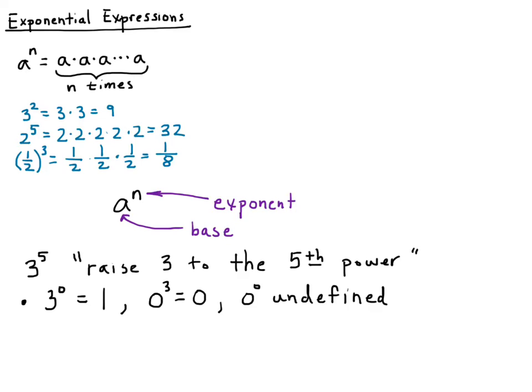So you have 3 different cases with zeros. If it's in the exponent, you get a 1. If it's in the base, you get a 0. If it's in both the exponent and the base, you don't get a number.